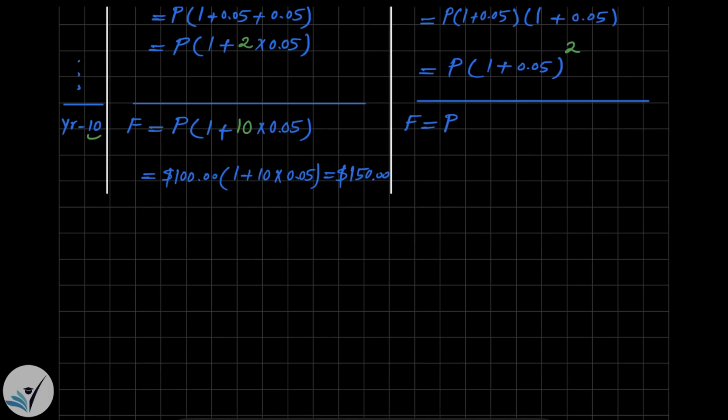So in case of compound interest, the total money F would be P. Again, I'm going to follow the same pattern that I obtained at the end of year 2. So I'm going to have P open parenthesis 1 plus 0.05, which is the interest rate, to the tenth. And replacing P with $100, I'm going to get $162.89. So as you can see, in case of compound interest, the account made $12.89 extra.